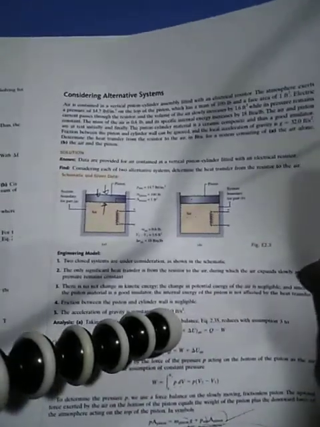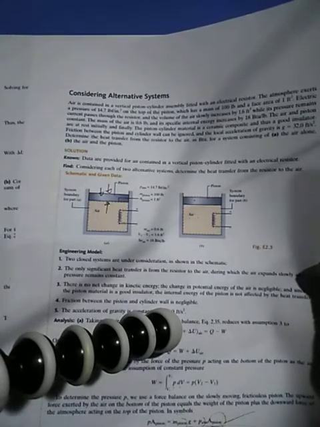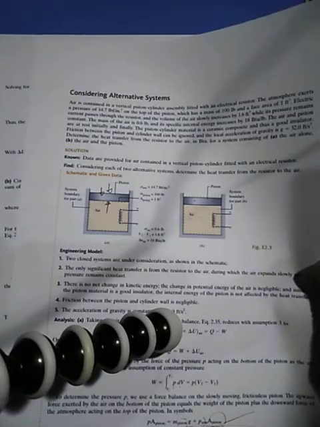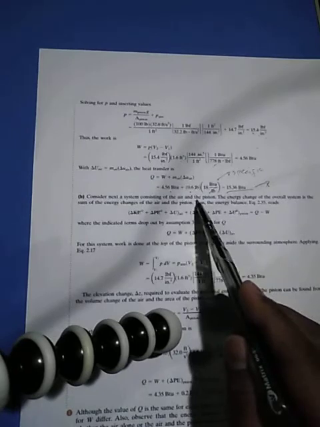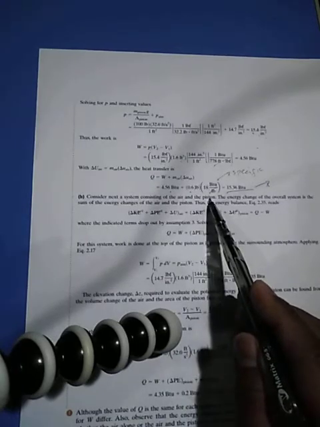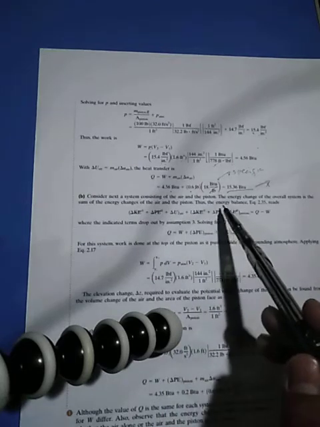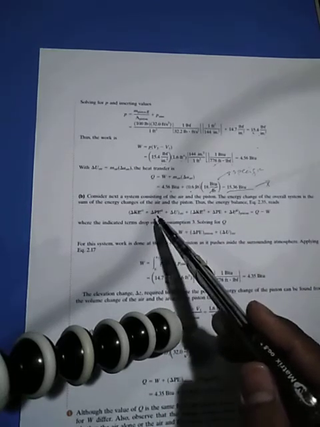Okay? So yan. So again, the same idea, how much heat is being transferred from the air papunta kay resistor natin. Okay? So, letter B, we have considered next a system consisting of the air and the piston, no? So, ibig sabihin, consider na natin sila as a whole, no? The energy change of the overall system is the sum of the energy changes of the air and the piston. Thus, the energy balance is, okay, tama, no?